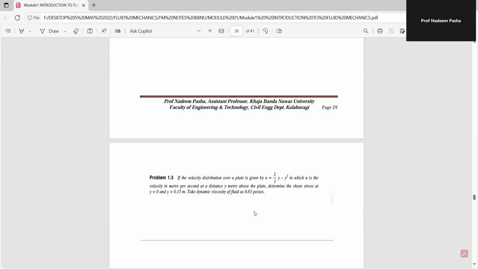So what we are assuming, the velocity distribution over a plate is given by the equation u is equal to 2/3 y minus y square, in which u is the velocity in meter per second at a distance y above the plate. What you need to calculate is the shear stress at y equal to 0 and y equal to 0.15 meter. Take dynamic viscosity of fluid as 8.63 poise.